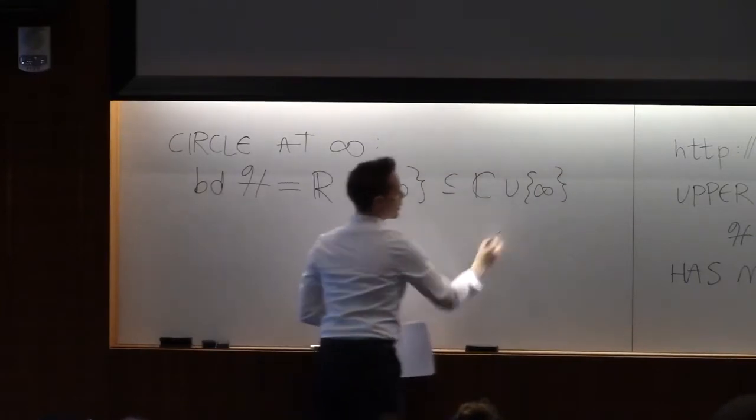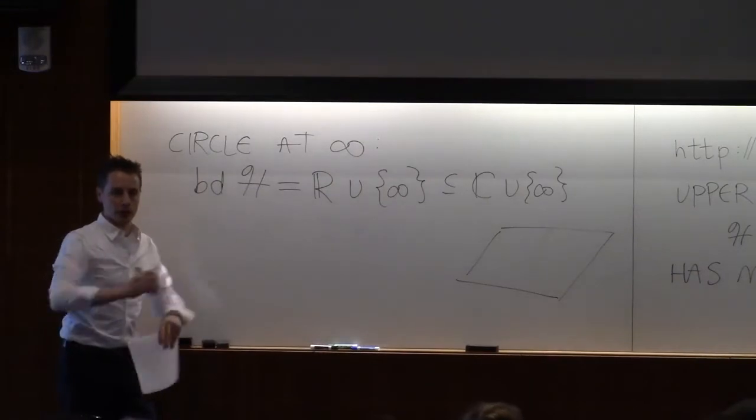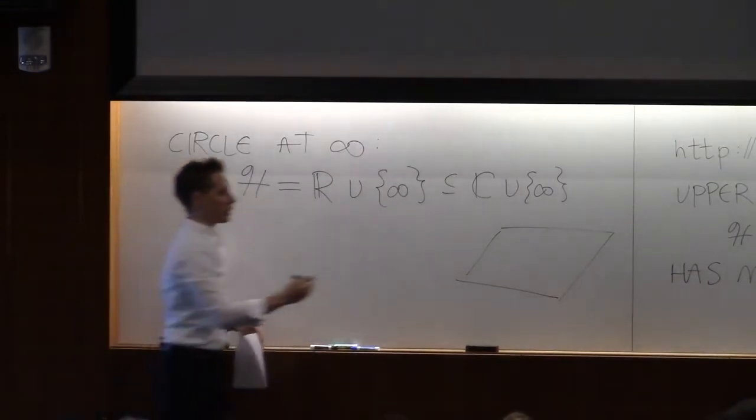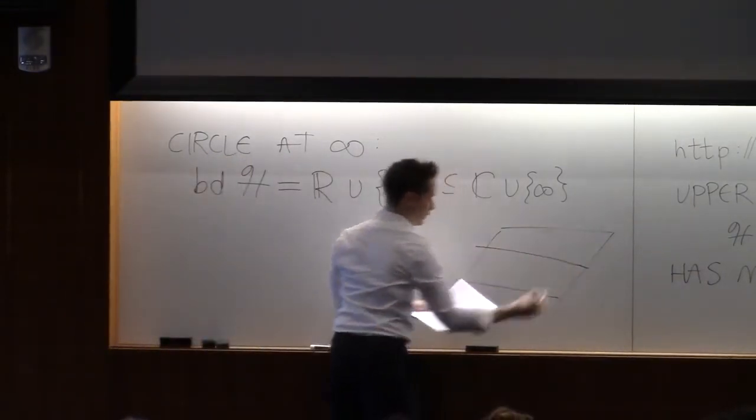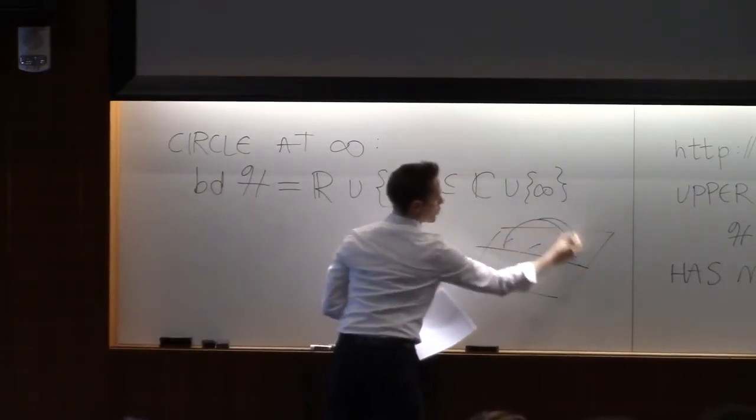One nice way to think about this is that if you flattened and wrote your complex numbers as a plane sitting horizontally instead of vertically, then your real axis sits like this, and the upper half plane would be here. There's a stereographic projection.